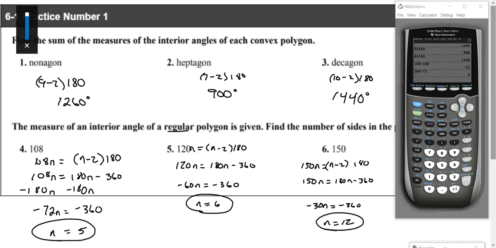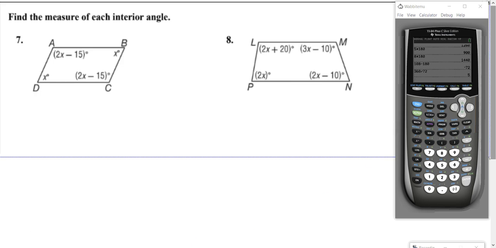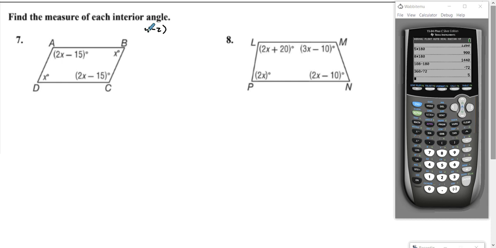Okay, let's take a look at the next set. All right, so you probably got to these and maybe you did not know what to do. So we did do one like this. You may have forgotten what it was. There's 4 angles. So if I did the number of sides minus 2 times 180, that'd be 2 times 180, which is 360. The sum of all 4 of these angles would equal 360.